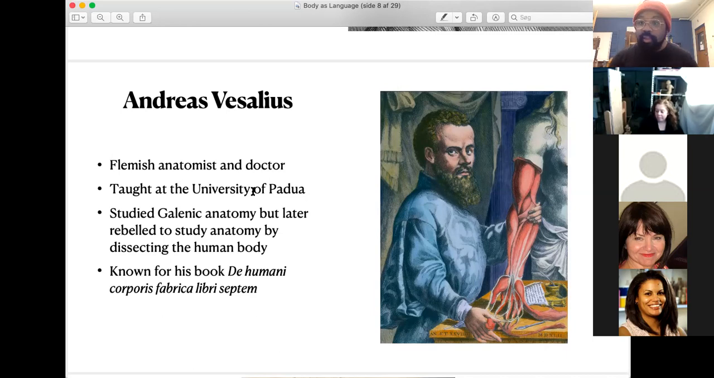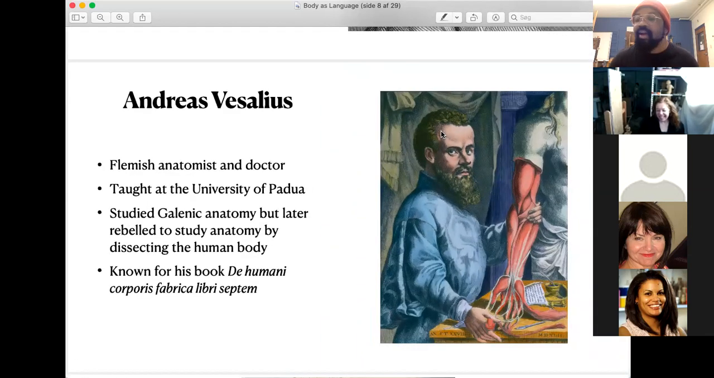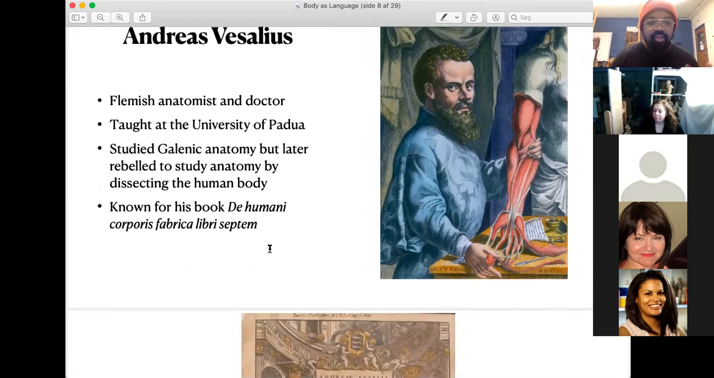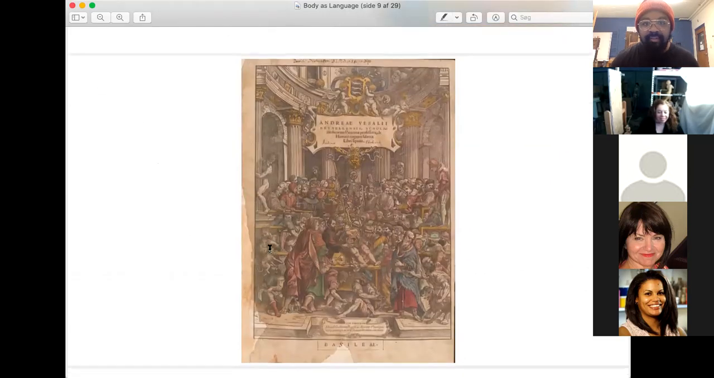So that's what Vesalius did, and he has a really stern picture of him staring into our soul, with a casual flayed arm with no gloves. It's gross, but he is known for his book called De Humani Corporis Fabrica Libris Septem, which means the 7 books on the structure and fabrication of the human body. This is commonly known as just Fabrica. And this is the cover of it.